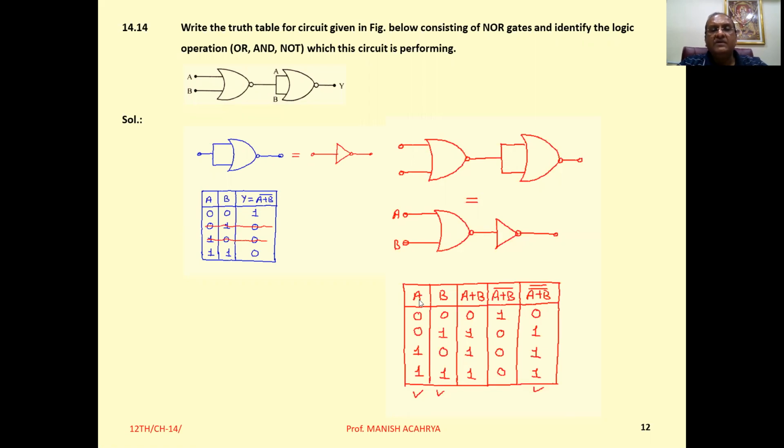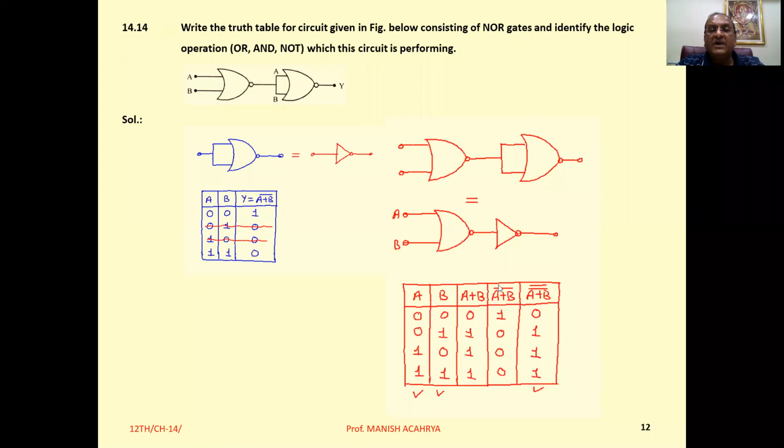Now see, inputs A, B. For this first NOR gate, first there is OR and then after that NOT. So the first intermediate step, A or B: 0, 1, 1, 1. Then after that there is NOT. So not of A or B: 0 to 1, 1 to 0, 1 to 0, 1 to 0.